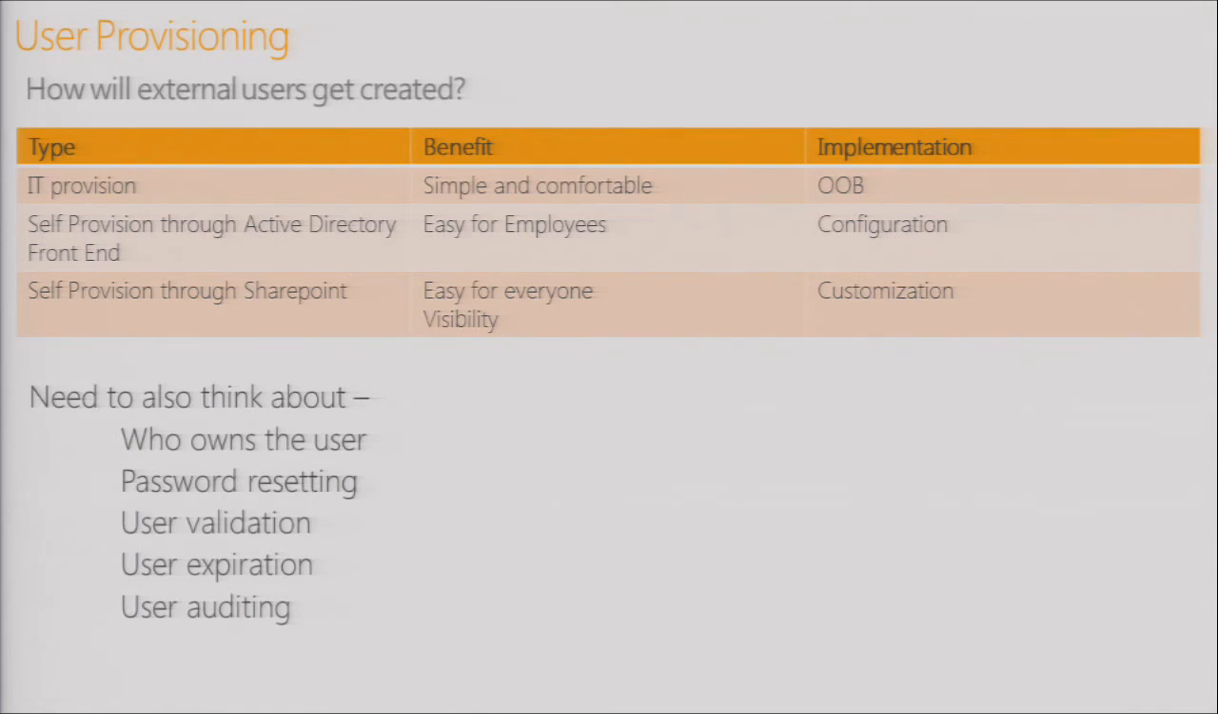So once again, if you think back to our stakeholder goals, that information worker, what do they want? They want easy. Which one of those is easy? The last one. Unfortunately, that's also typically the most complicated one. So you kind of have to weigh some of these things when you're trying to decide.